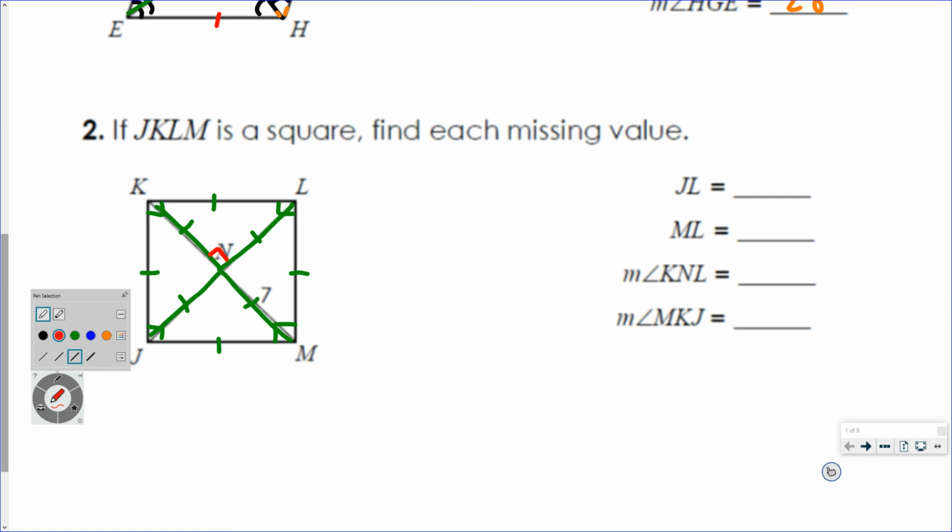All right, so first criteria they want me to find is JL, so this whole length of the diagonal. Now, based off what I just told you, all the diagonals are bisected and congruent, so those are also going to be 7. So what would JL be, folks? 14. Yep, bless you. 14. Ooh, ML. How would I go about finding ML? Ideas.